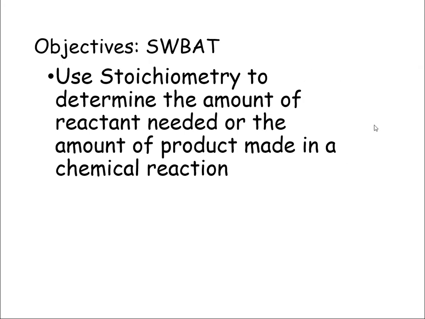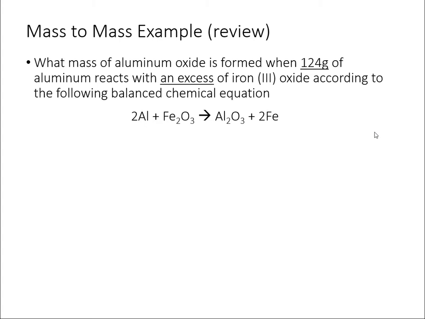So let's start with a little bit of a review. This is a mass-to-mass example, and we're going to use this as a springboard to what is new today. This is very typical of what we did about 2 weeks ago. It says, what mass of aluminum oxide is formed when 124 grams of aluminum reacts with an excess of iron(III) oxide according to the following balanced chemical equation?